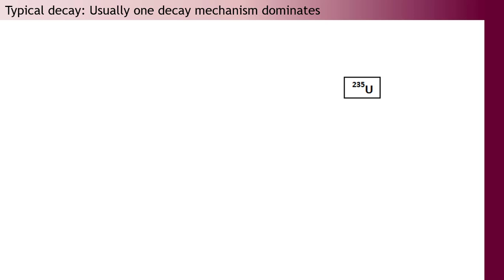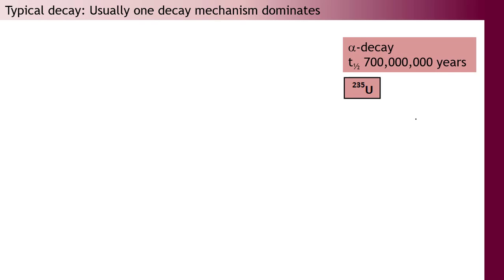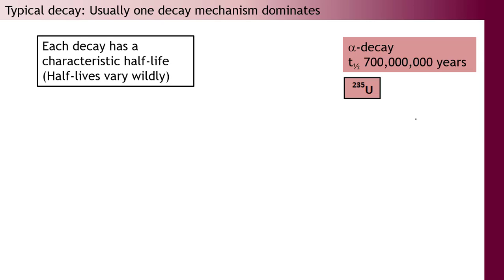Now, in general, any given isotope will show a single decay mechanism, or perhaps I should say a dominant decay mechanism, and each particular decay follows first-order kinetics, which are usefully characterized by a half-life. The values of the half-lives vary wildly from one nuclide to another, although not in an entirely unpredictable way. So for example, if we have a sample of uranium-235, this isotope decays by emission of an alpha particle, and the half-life is 700 million years.